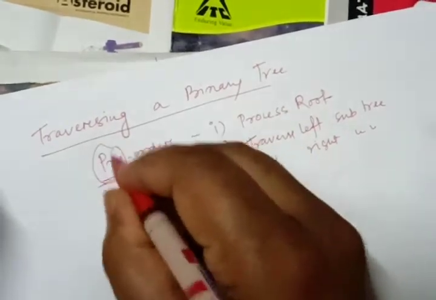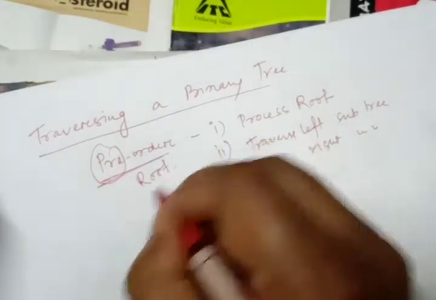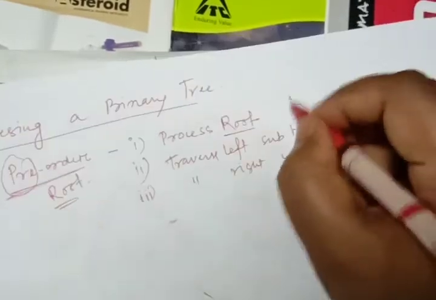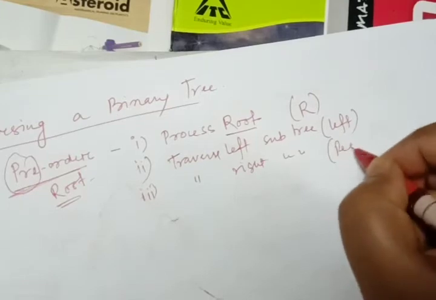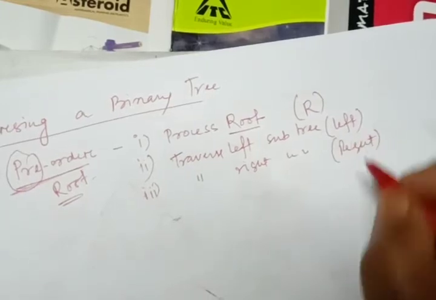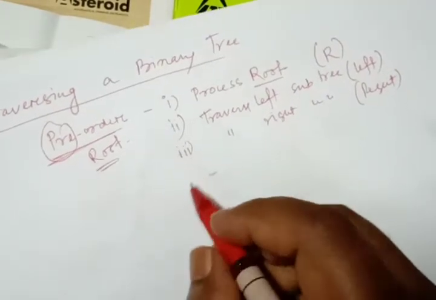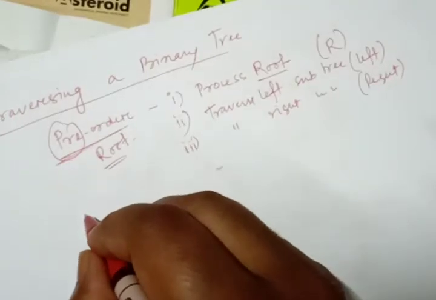Pre indicates that root will come first. So first root, left and right. By this you can remember its method. Next is in order.